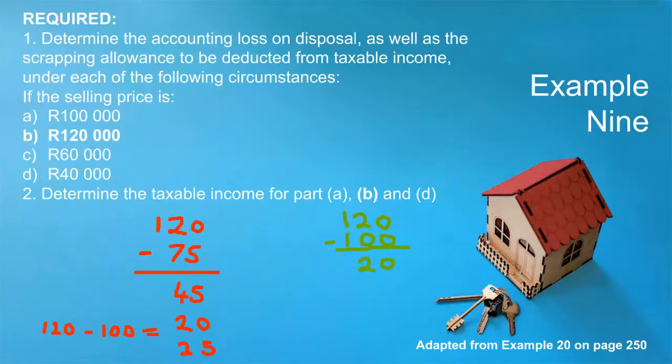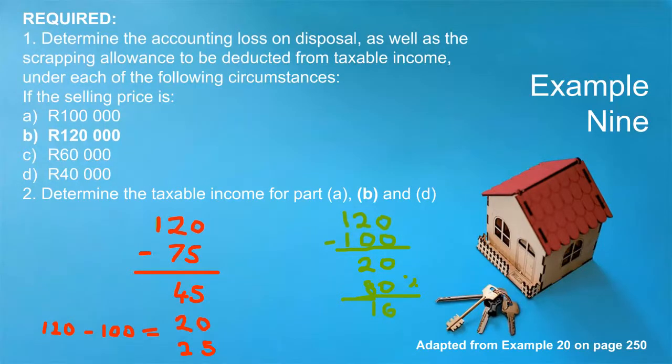How much of the profit was as a result of inflation? Now, the question is, what amount of this 20,000 is going to be taxed? It's only going to be 80%. 80% times 20 is going to be 16,000 Rand. So only 16,000 Rand can be taxed. How did we get 16,000? We multiplied it by the inclusion rate, which will be given to you in the question. So that is the capital portion.